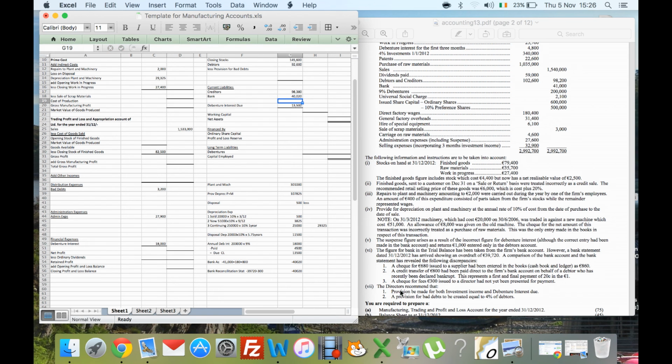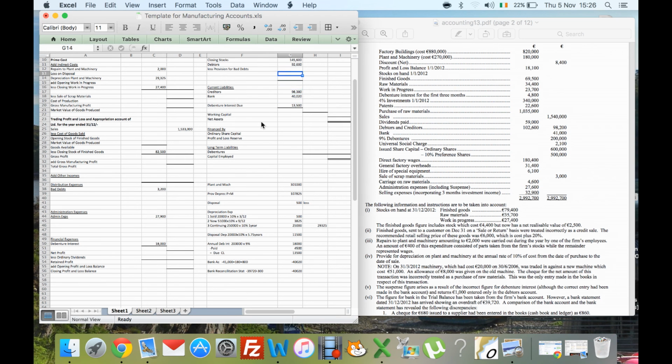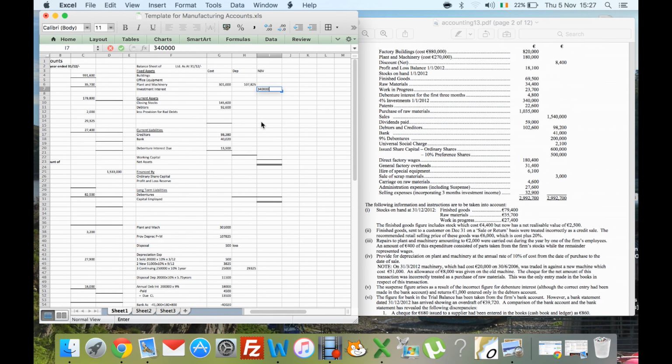The directors recommend provision made for investment income and debenture interest due. I've already dealt with my debenture interest when it came up in my suspense, so I don't need to deal with that again, but I do need to deal with my investment interest. Up here, my 4% investments, 340 grand. So I'll put that in my fixed assets. So they're 340.